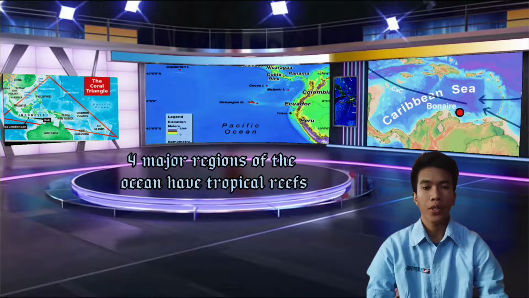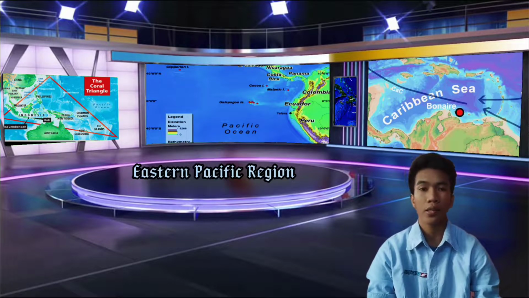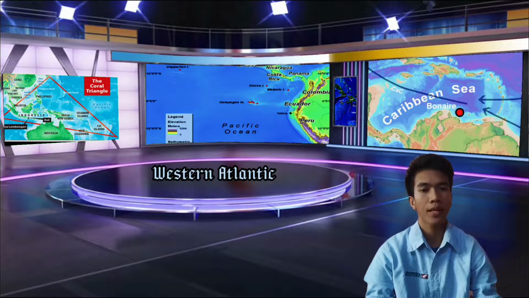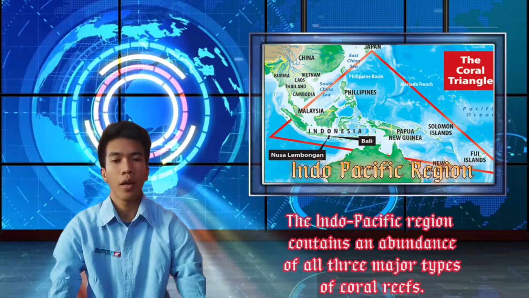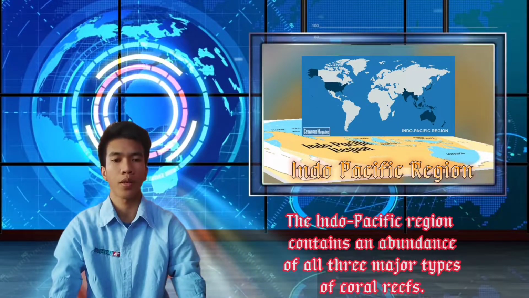There are four major regions of the ocean that have tropical reefs. First is the Indo-Pacific region, then the Eastern Pacific region, the Western Atlantic, and the last one is the Eastern Atlantic. The Indo-Pacific region contains an abundance of all three major types of coral reefs.